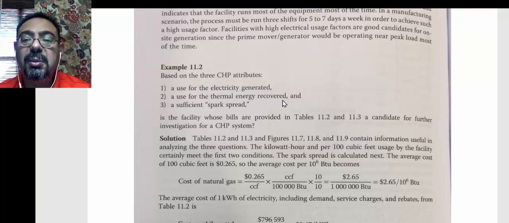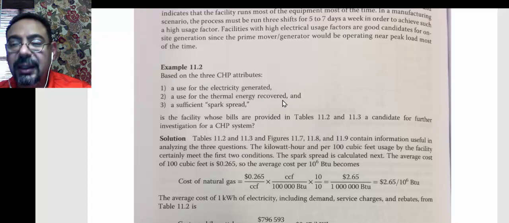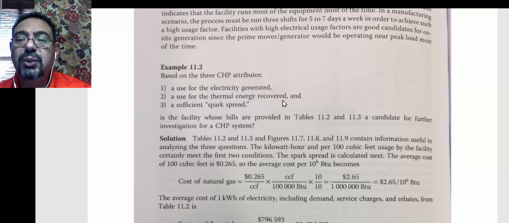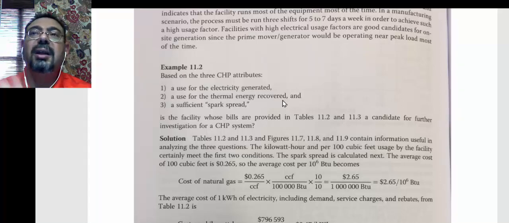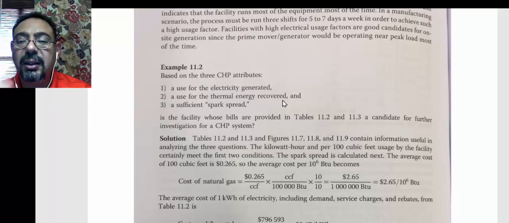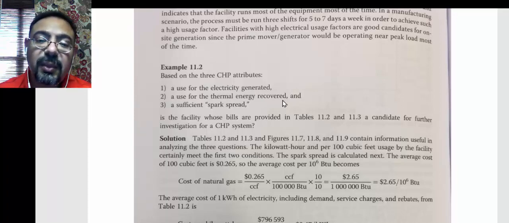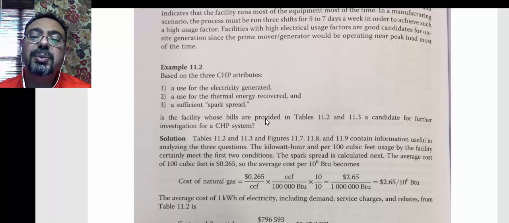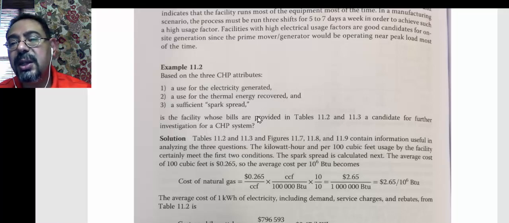There is a use for the thermal energy recovered. Again, he's saying that you actually need that heating all the time. Again, you can measure this by the usage factor. Is it 0.7 or 0.9 or 0.3? Like you need heating only at night, and that's it. And sufficient spark spread. Why? Because the spark spread says that electricity is way more expensive than heating, and so people can make money by generating their own electricity.